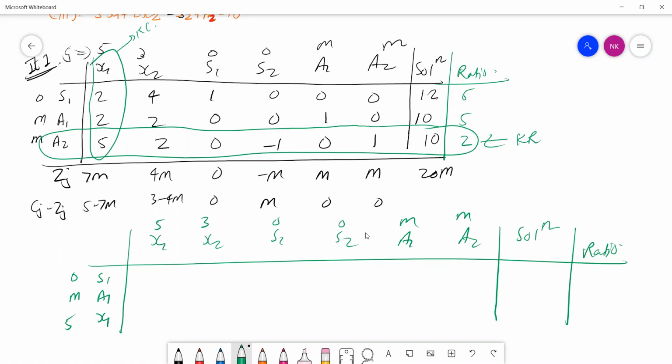Sir, the first row will be 0, 16 by 5, then 2, then minus 2 by 5, 0, and then dash. And the solution will be 8. Then the second row is 0, then 6 by 5, then 0, then 2 by 5, and 1, and then dash, and the solution is 6.